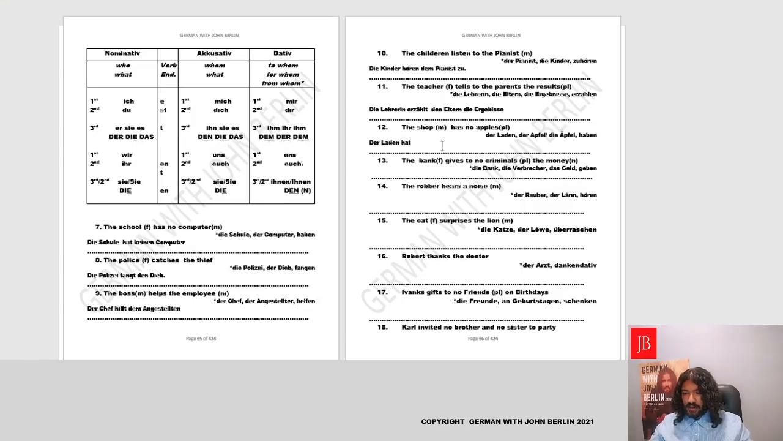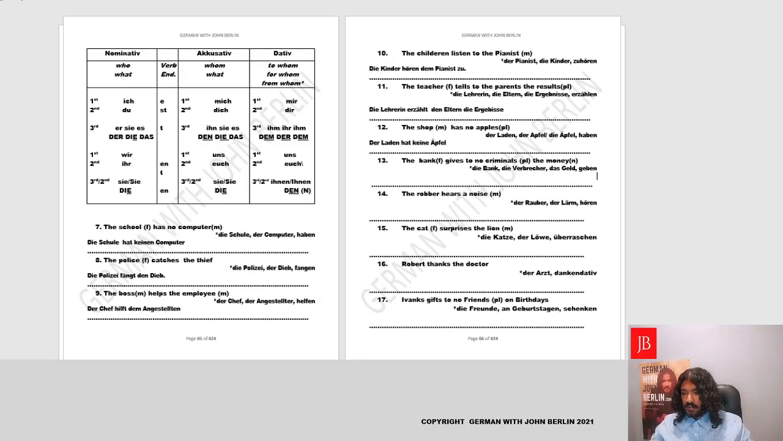The stem changes. As I mentioned, the Laden hat what? The apples, plural. We will go to this, the apples, and we don't need the definite article. We need the negative article. So we'll use kein and add an e. It'll become keine. Keine, and we'll write Äpfel. Perfect.